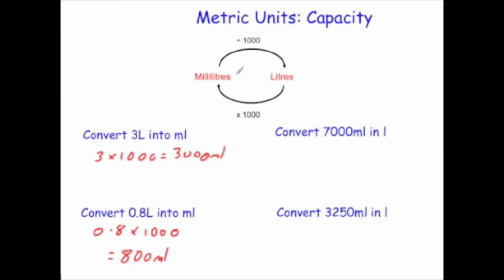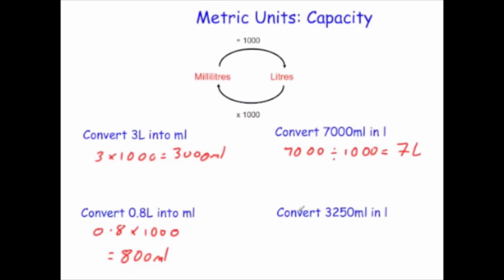Okay, now let's look at how to convert between milliliters to litres. So convert 7,000 milliliters into litres. To go from milliliters to litres, you divide by 1,000. So we're going to do 7,000 milliliters divided by 1,000, which is equal to 7 litres.